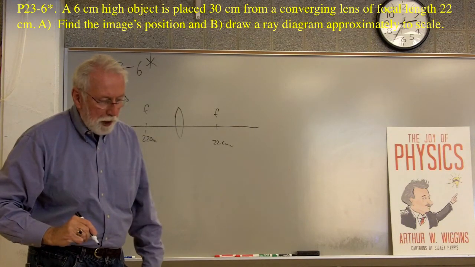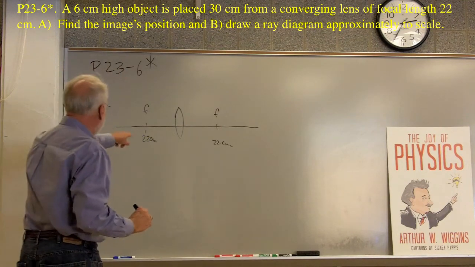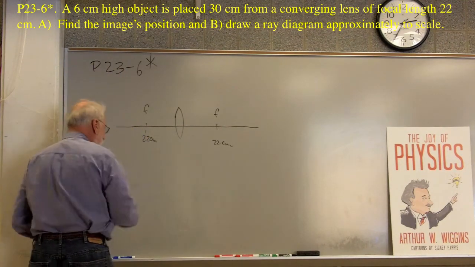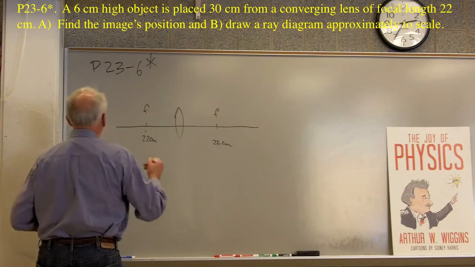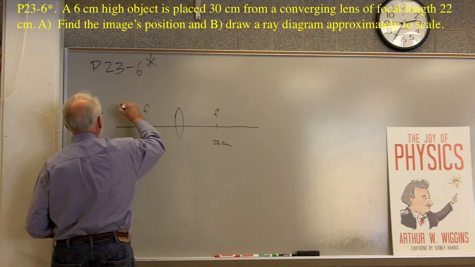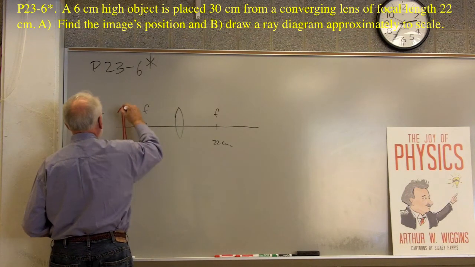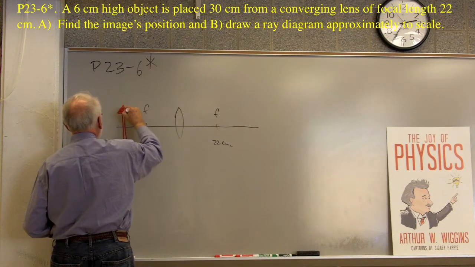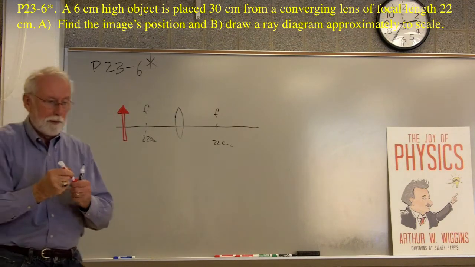Now it says there's an object placed 30 centimeters from this converging lens. So if that's 22 centimeters, then we're going to put an object at 30 centimeters. So that will look like this. Object. Look like an object? I hope so.